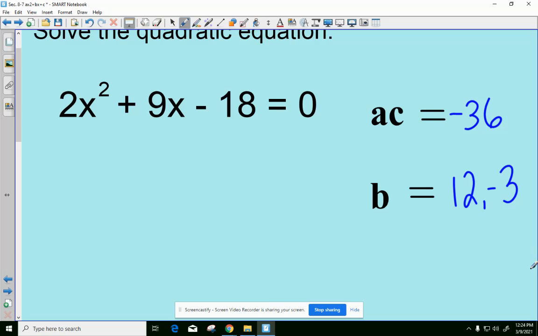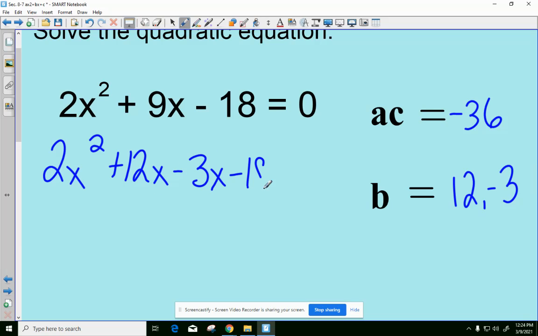Okay. So at this point, what do you do? Split the 9. Good. So rewrite the first term, 2x squared. Does it matter which one of those two you write next, the 12 or the negative 3? It doesn't. So let's make a decision. Which one do you want to write first? The 12? So then that's plus 12x, and then that's minus 3x and minus 18, and that's equal to 0.